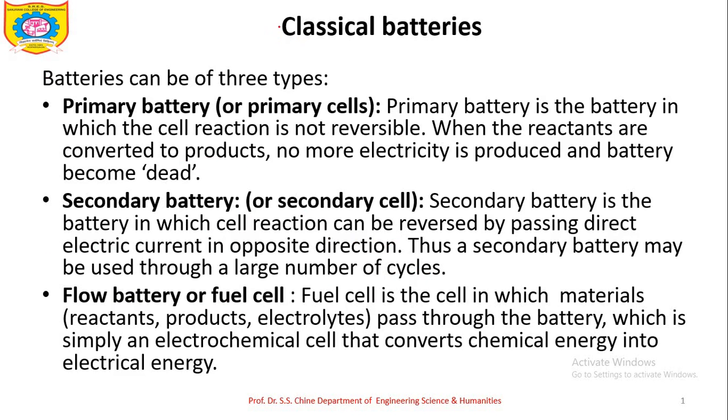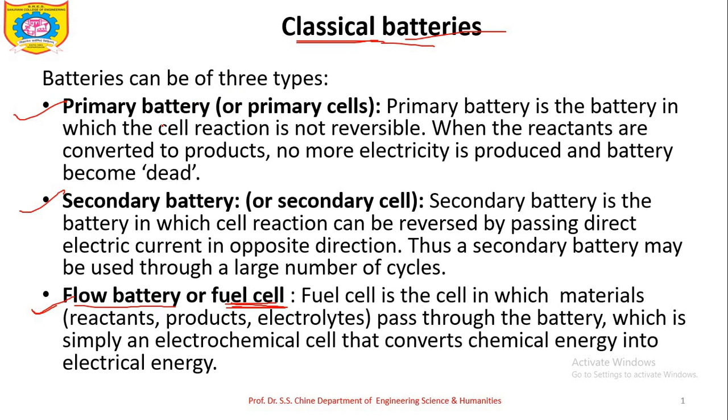Now these batteries are again classified as classical batteries. So what does it indicate? Along with these two basic kinds of batteries, there is a third type of battery which is known as a flow battery, or fuel cell. Nowadays there is an important application of these fuel cells in electric vehicles. So along with the primary and secondary battery, a third kind of battery is considered, that is the flow battery or fuel cell, and this classification is considered under classical batteries.